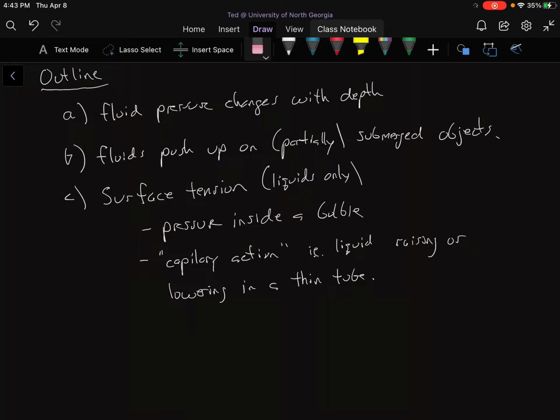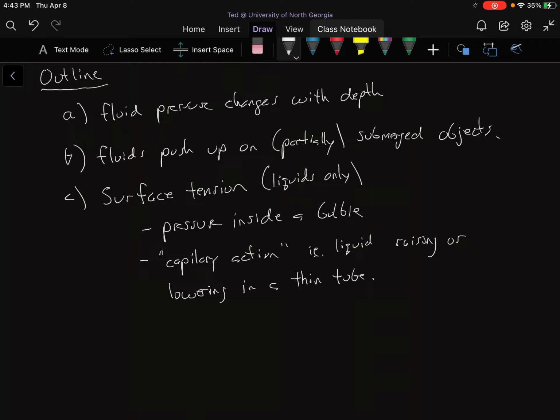We're going to talk about the fact that if you have a submerged object, either partially submerged or fully submerged, in a fluid, that fluid exerts an upward force on the object. We call that buoyancy. Okay, so fluids push up on submerged objects. And then lastly, we're going to look at surface tension, and this only deals with liquids.